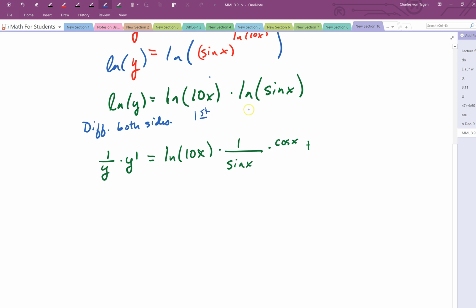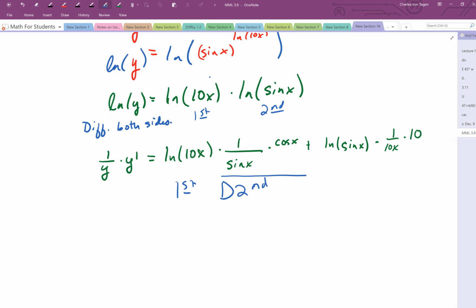We're calling this the first of our product. This is our second. So here I've got the first, and then all of this is my d second, the derivative of the second. And now I'm adding to that the second, which is the natural log of the sine of x, times the derivative of the first. Well, what's the derivative of the first? It would be 1 over 10x times 10. So let me just get caught up with labeling. This was the second, and then this is the derivative of the first.